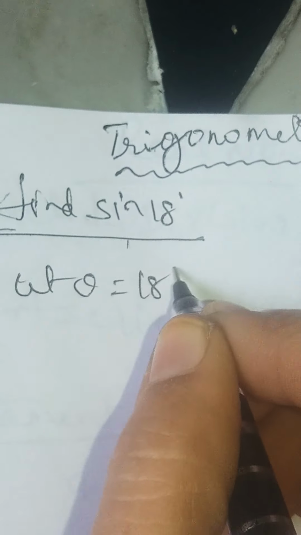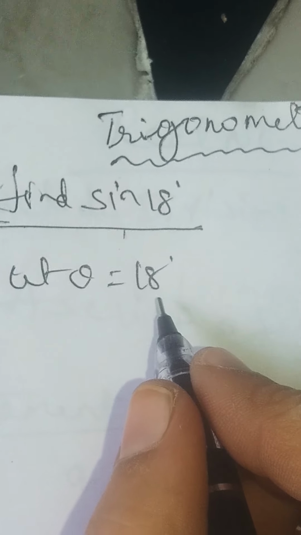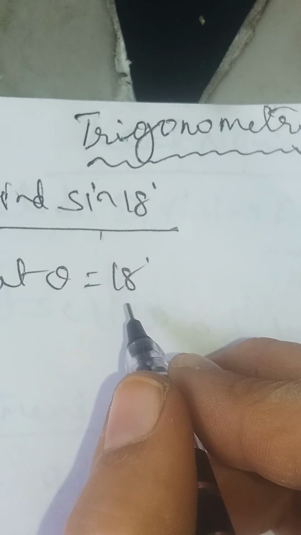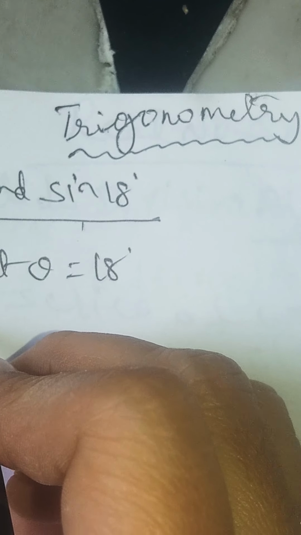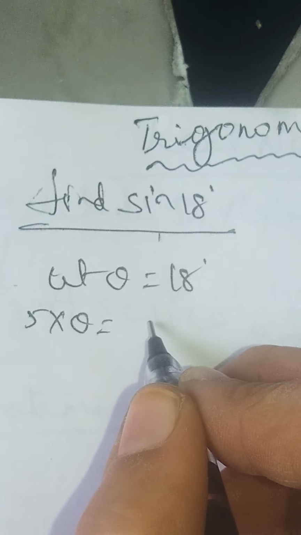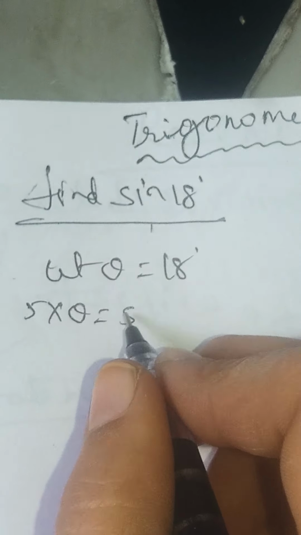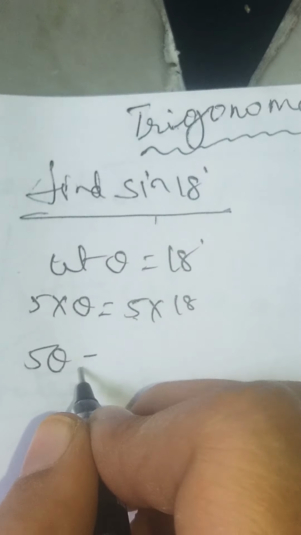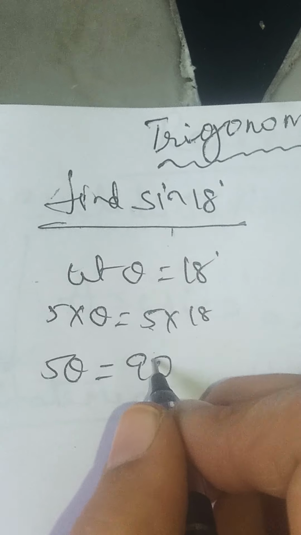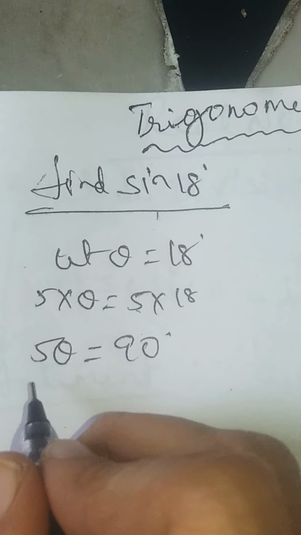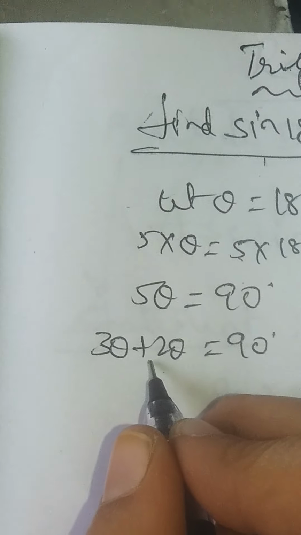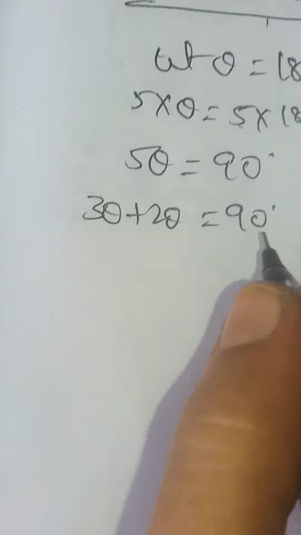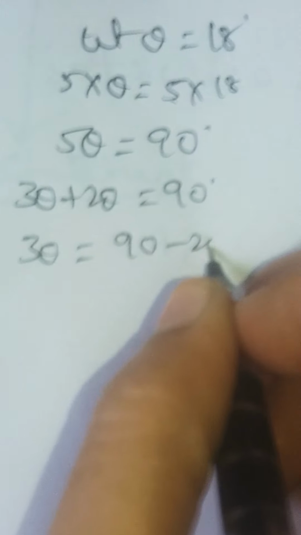Let theta be equal to 18 degrees. 18 degrees is not a specific value. To get one, we can multiply; we know 5 18s are 90. So we have to multiply by 5 on both sides. By multiplying 5 on both sides, we get 5 theta is equal to 5 into 18, so 5 theta is equal to 90. Now 5 theta can be written as 3 theta plus 2 theta, which is equal to 90 degrees. Now transpose plus 2 theta to the RHS, and we get 3 theta is equal to 90 minus 2 theta.